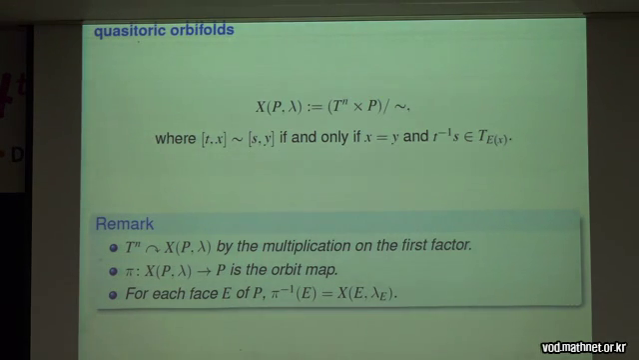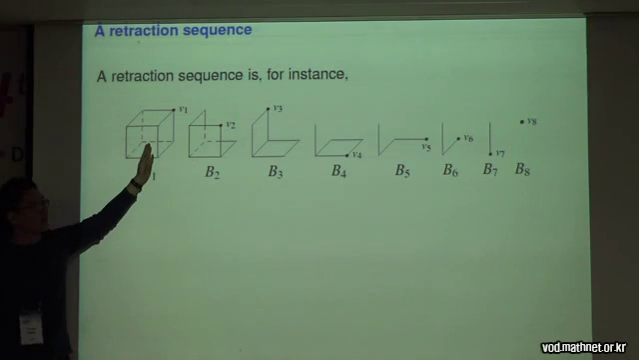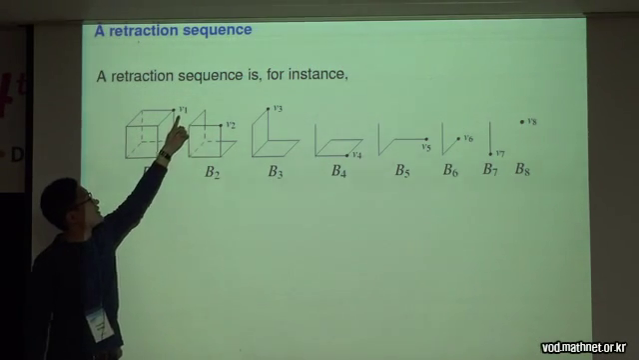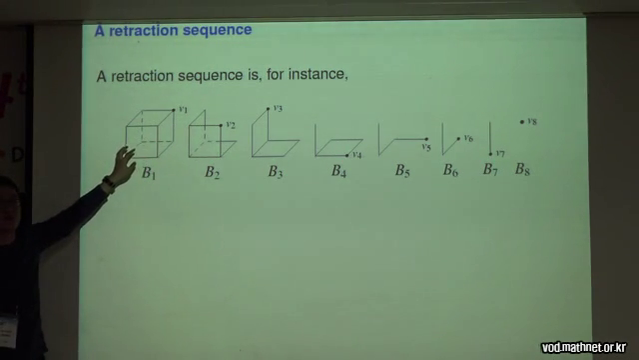Okay, so this is my setting, and then let me tell you how we attack this problem. We first consider a certain sequence from the original polytope. Instead of giving the precise definition, I'm just going to give you an example. So first, this is my original polytope. Then I take a vertex here, and delete all the faces containing this vertex. So I just consider this polytope as a polytopal complex.